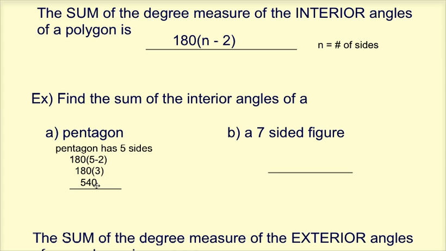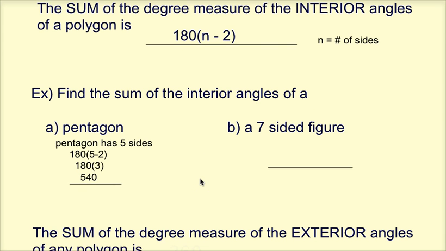Now remember, that's all of the interior angles. If I wanted to just find one angle, I'd have to divide by 5. But that only works if it's a regular pentagon, so they have to use the word regular in there because that would mean that all the angles were congruent to each other. So you try and do a 7-sided figure. You can pause the video, write the formula 180 n minus 2, 180 7 minus 2, and then figure that out. You can of course use a calculator. So that's the interior angles of a polygon.